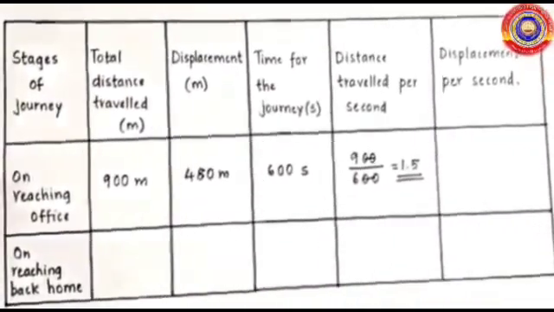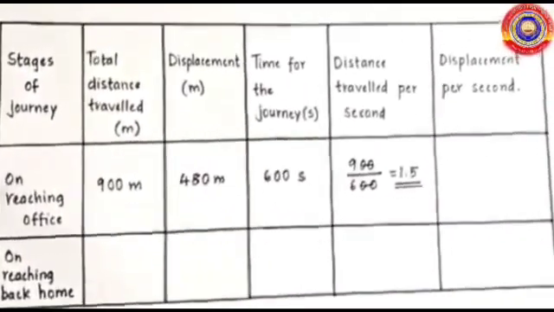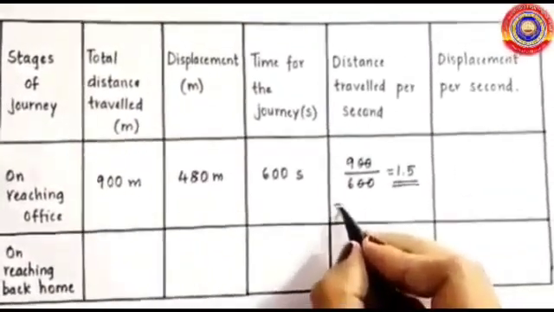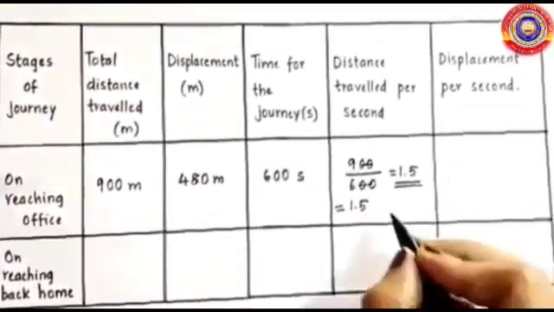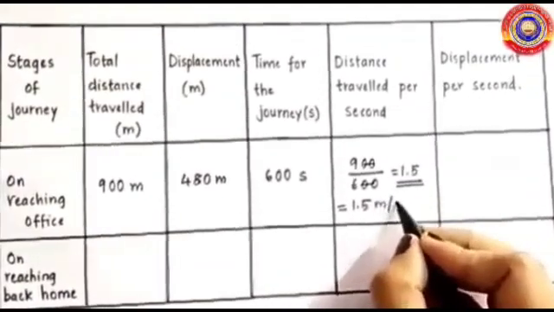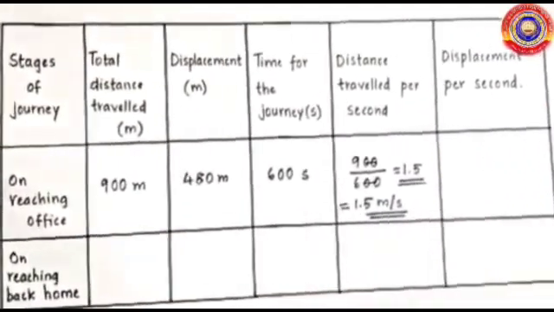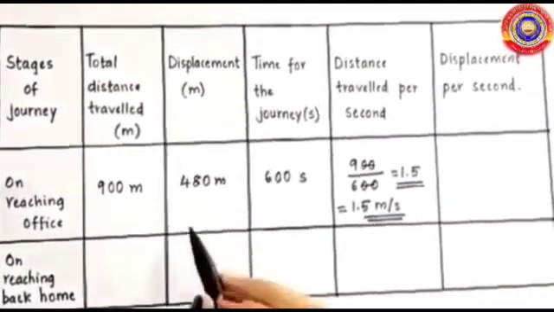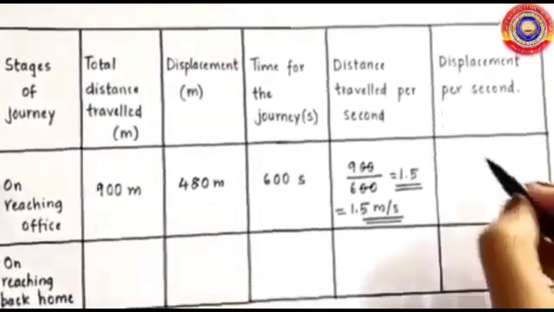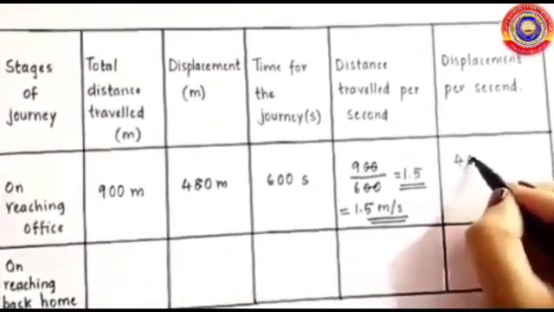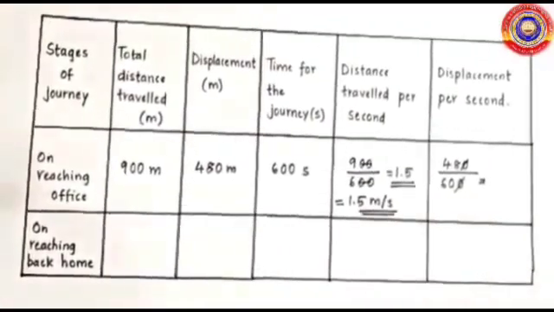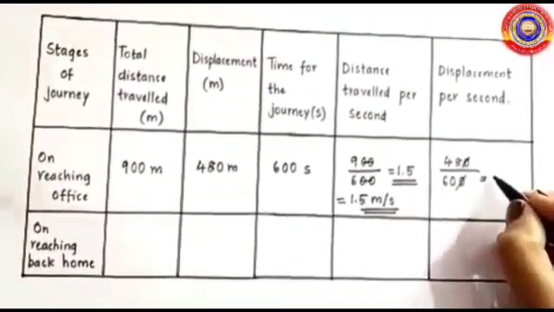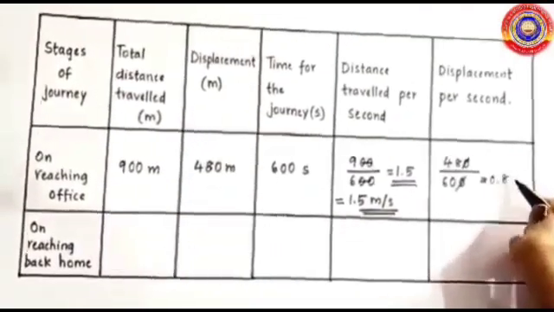Here, to find the distance travelled per second, we divide distance by time. The unit of distance is meter and the unit of time is second. So the unit is meter per second. Like that, let's find the displacement per unit time. 480 divided by 600 is equal to 0.8 meter per second.